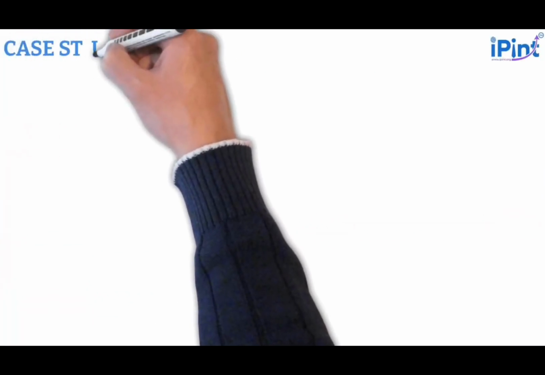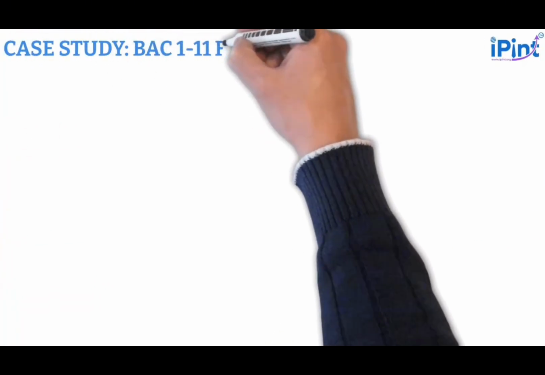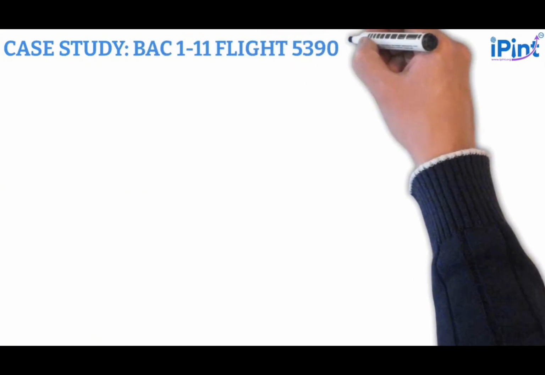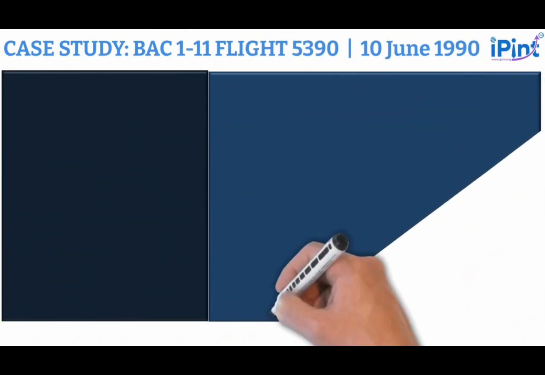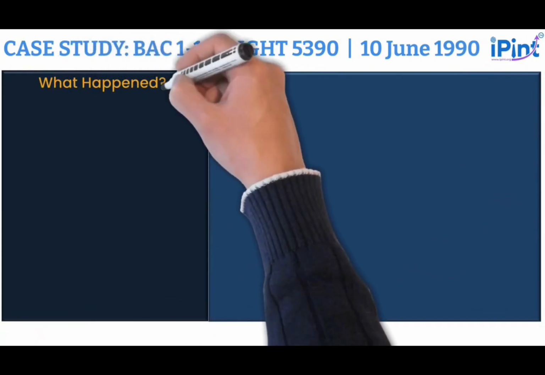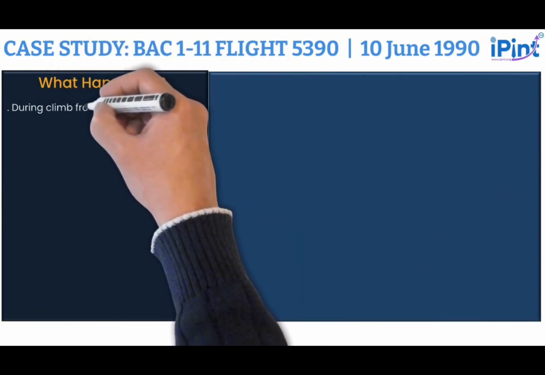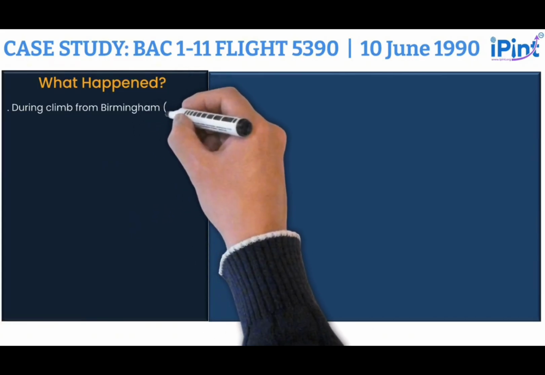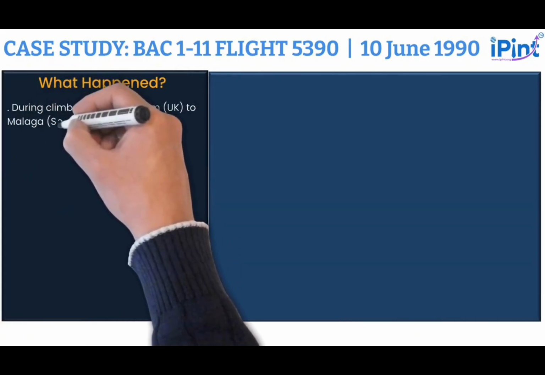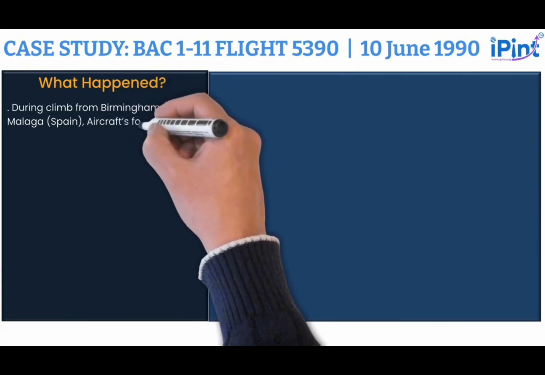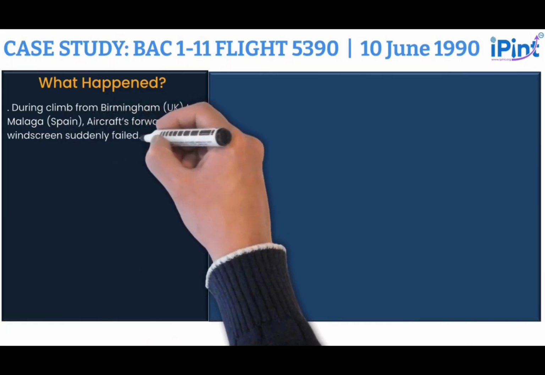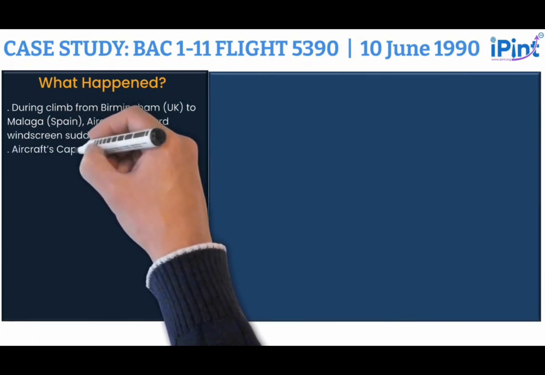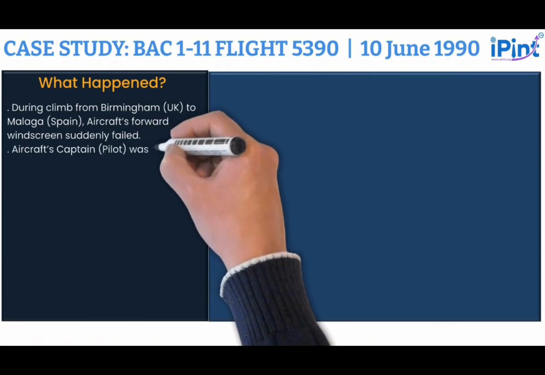Let me take you back to the 10th of June, 1990. Case study, BAC 111, Flight 5390. A British Airways BAC 111 departs Birmingham, bound for Malaga, Spain. It's a routine flight. Passengers are settled. The crew is at the controls. Everything appears completely normal, and then, without warning, the forward windscreen fails.